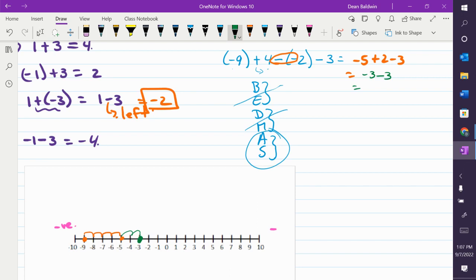So you end up at negative 6, right? Because I'm at negative 3, and the subtraction tells me to go left again. So I go back 1, 2, 3 to negative 6. And that is my answer.